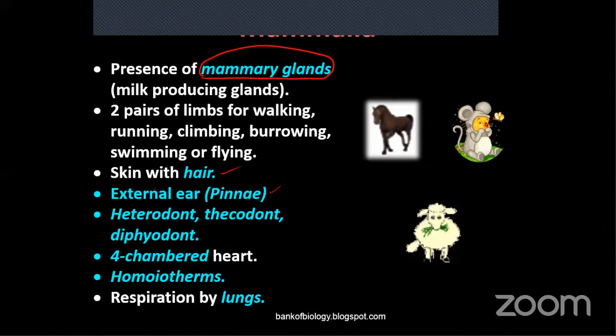Then heterodont. What do you mean by heterodont? They have different types of teeth. Remember this. Then thecodont. That means the teeth are lodged in the sockets of the jaw.